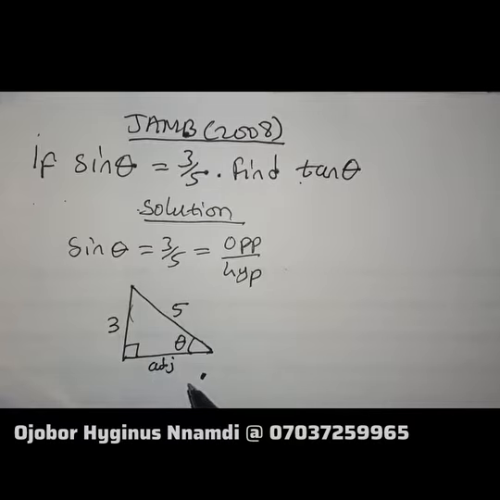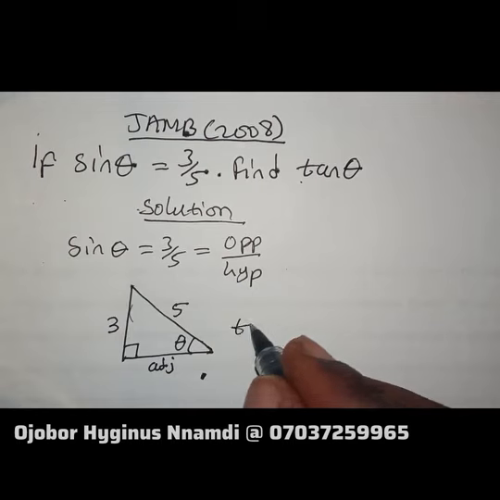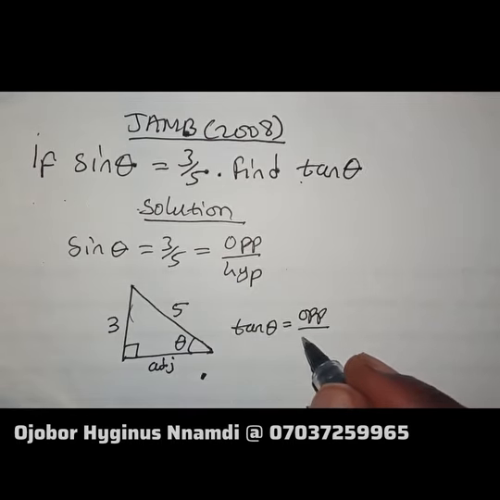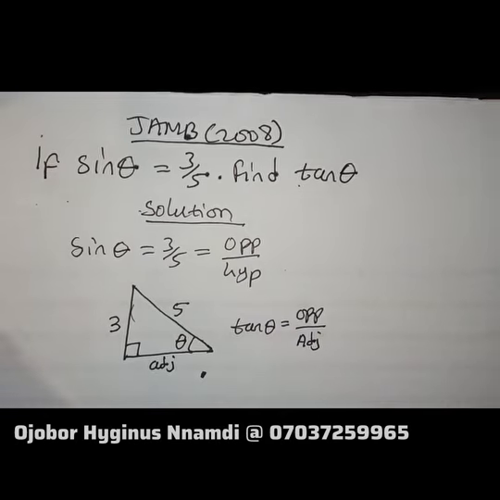The other side. Once you can get the three sides of the triangle, you can now find any trig ratio of that same triangle. Meanwhile, we are looking for tan theta, which is opposite divided by the adjacent. So we know the opposite, we are left to find the adjacent. So how do we get it?